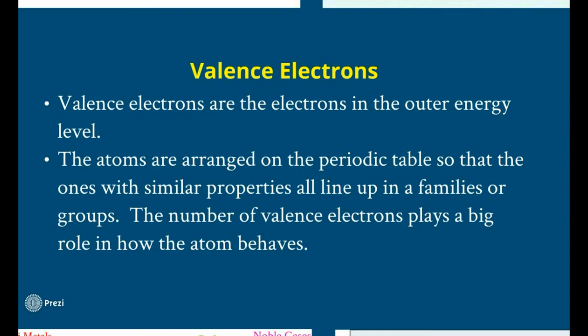So atoms are arranged on the periodic table so that the ones with similar properties all line up in families or groups. And so basically what we're going to look at now is the vertical columns. The number of valence electrons plays a big role in how the atom behaves. So in other words, if they have the same number of valence electrons, they're going to act the same. And it's true all the way through.